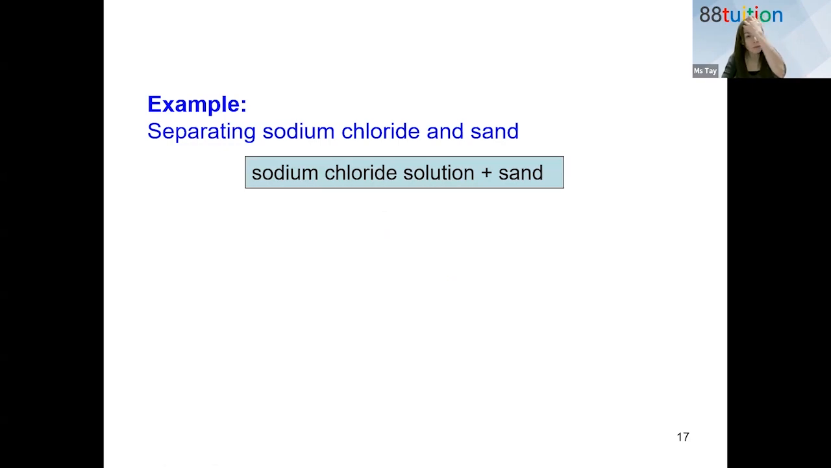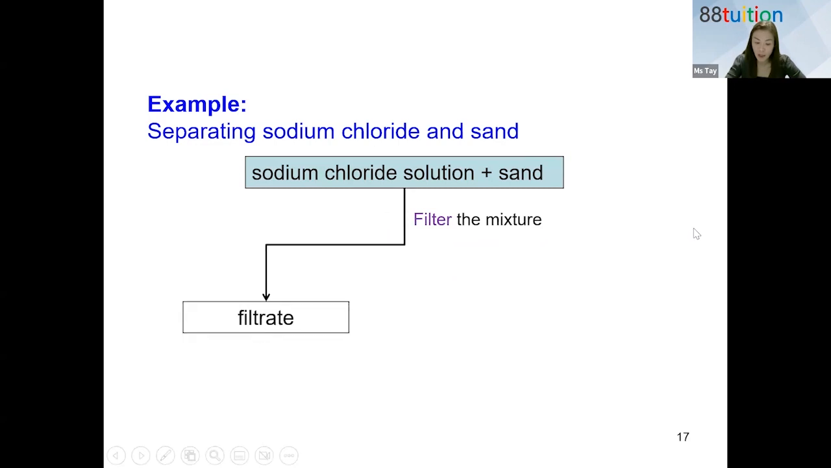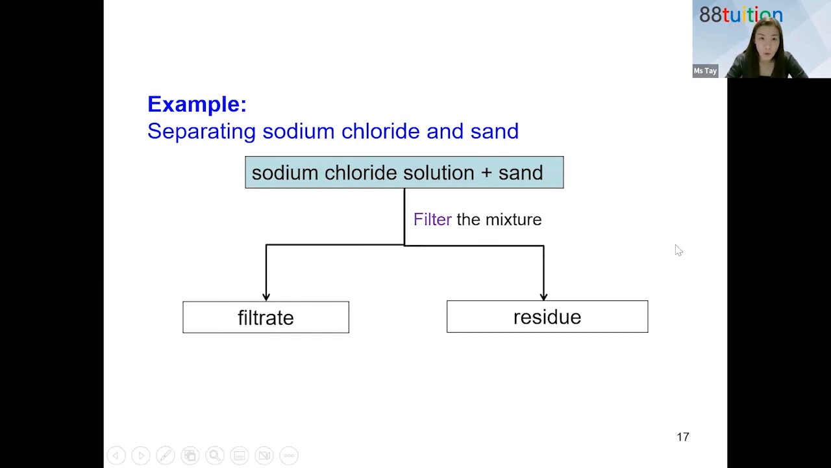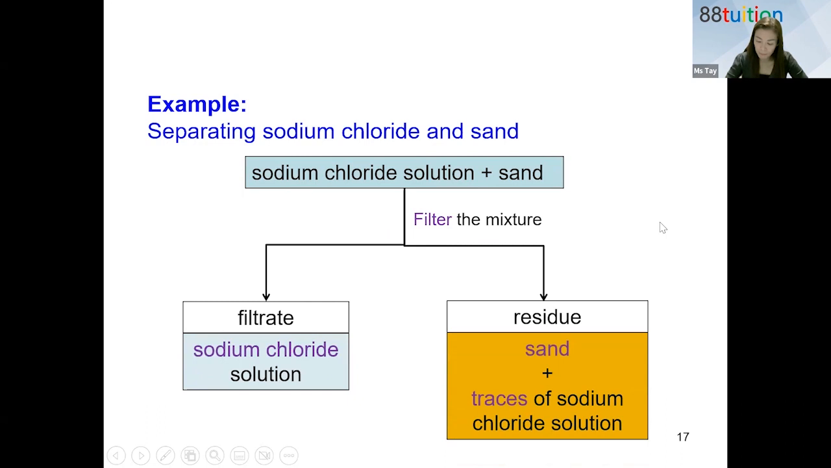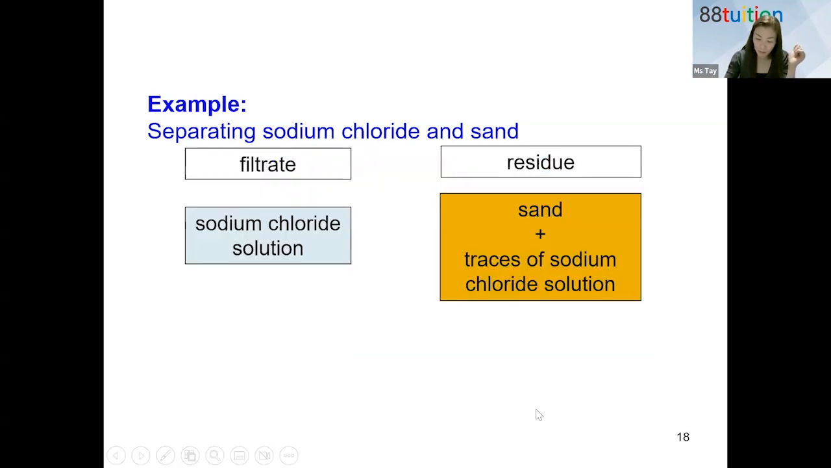What's the next step you do? You carry out filtration. So you filter the mixture, and you are going to get the filtrate, which is the solution, and the residue is the insoluble solid. Here it says traces of the sodium chloride solution. Why traces? Because after filtration, the inside of the filter paper is still wet, so there is a little bit of this sodium chloride solution.